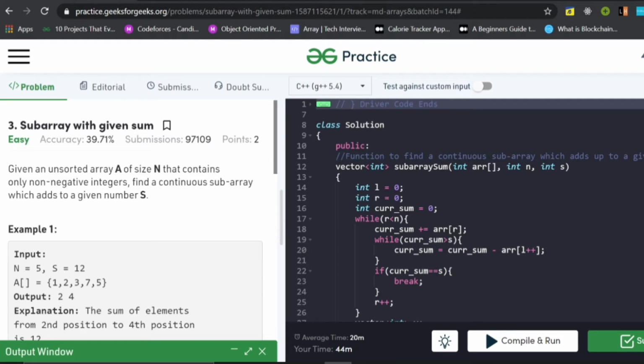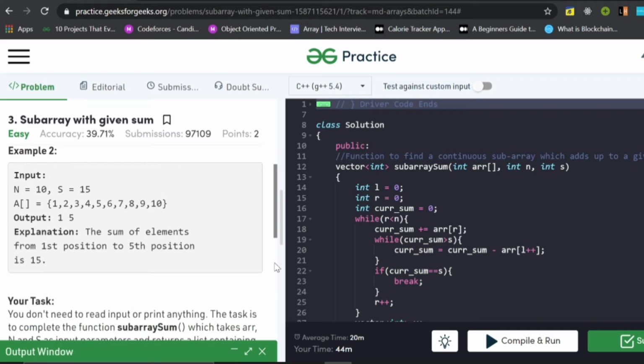When we talk about, say, n equal to 5, s equal to 12, the output is 2, 4. You basically have to give the output as an array comprising the leftmost and the rightmost positions. Here they have used one indexing. So 1, 2, 3, 4, 5. So 2 to 4 is this: 2, 3, 7. So 2 plus 3 plus 7 is 12, which is equal to what is given as S.